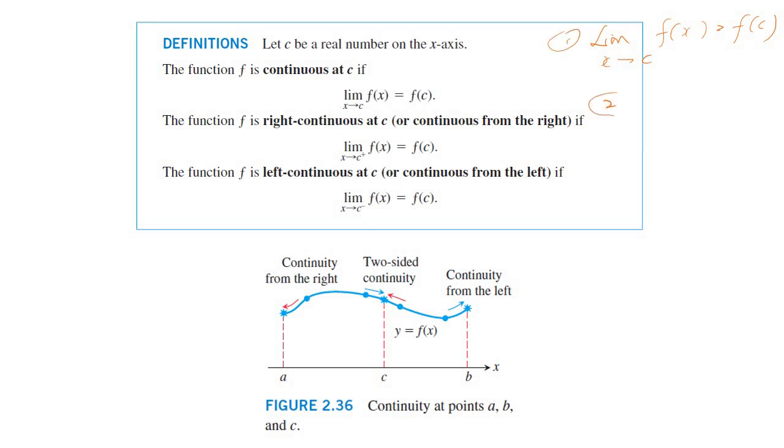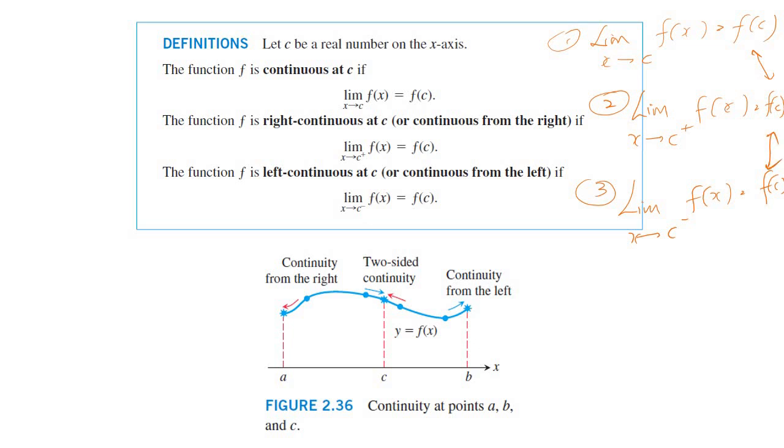The second condition is that the limit as x tends to c from the positive side of f(x) would be equal to f(c). So they are the same. And third, the limit as x tends to c from the negative side of f(x) would be equal to f(c). Sorry, maybe I should make that clearer. So that should be c. So they should be equal.